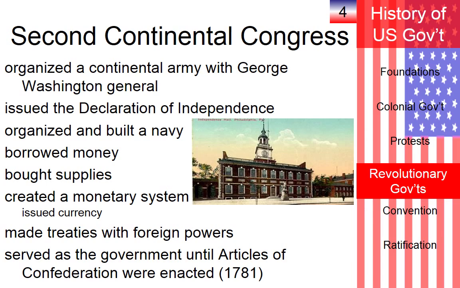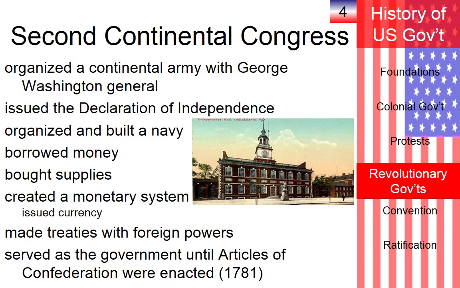Now remember that Lexington and Concord happened in 1775. The Declaration of Independence was written and adopted in 1776. But we didn't really come up with an official way to run the American government until the Articles of Confederation were created by the Second Continental Congress in 1781. So from 1776, when we said we are an independent nation, to 1781, when we actually came up with a written set of rules, they kind of just made it up as they went.